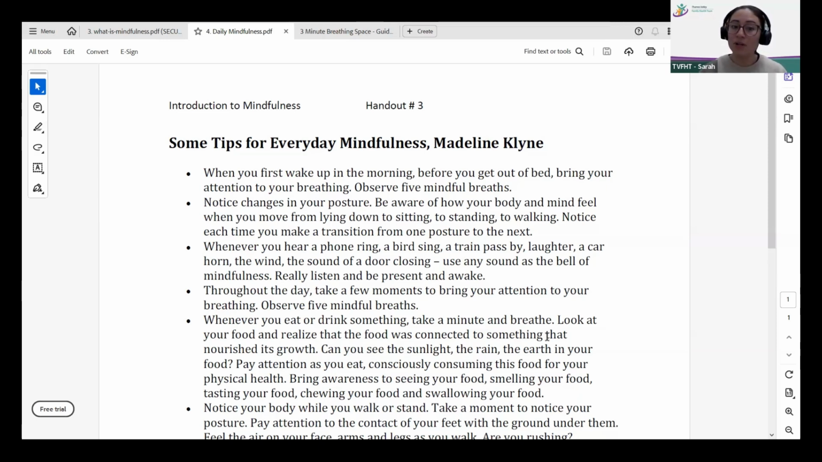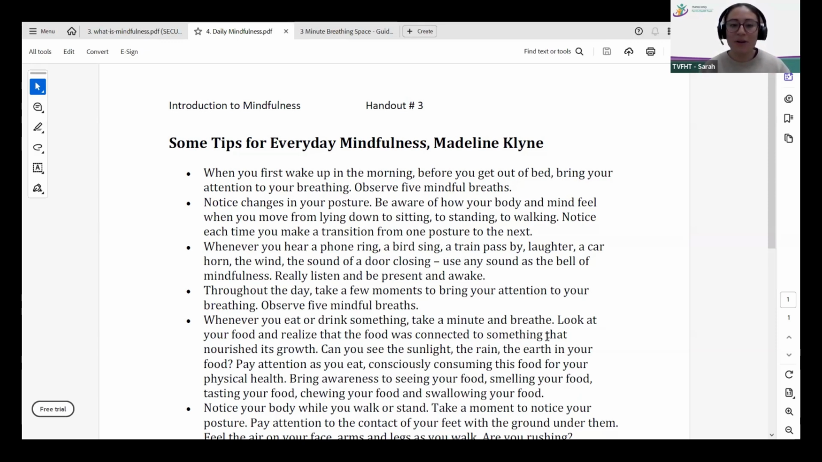Another thing might be just to notice changes in your posture, right? Just be aware of how your body and mind are feeling when you're moving from lying down to sitting or to standing or even walking. Or if you're sitting in a chair or at a desk right now, maybe roll your shoulders back and see how your back is feeling. Just notice every time that you're making any kind of transition throughout your day.